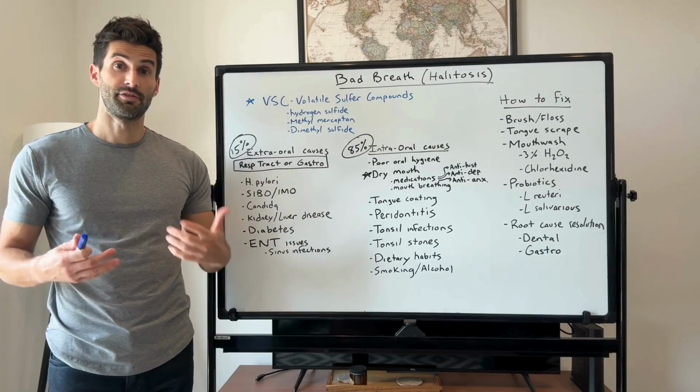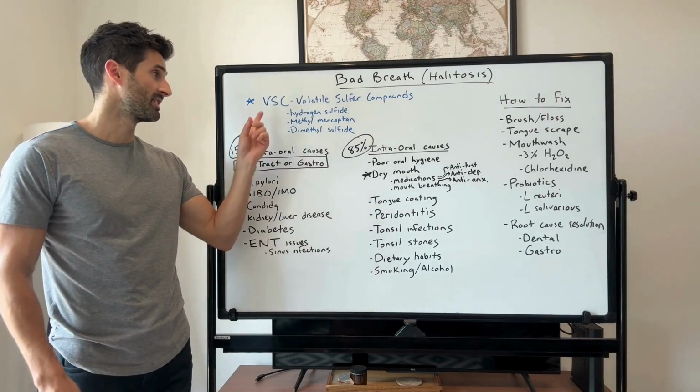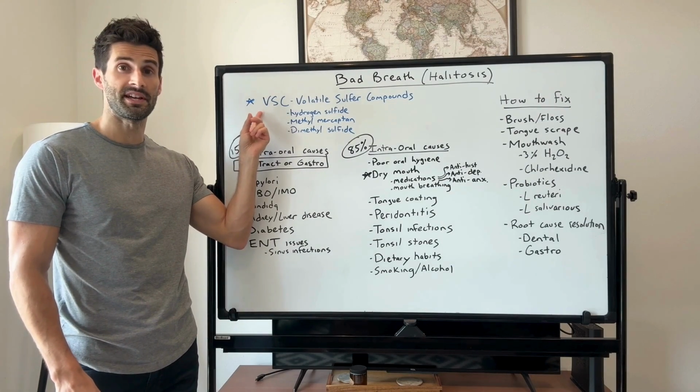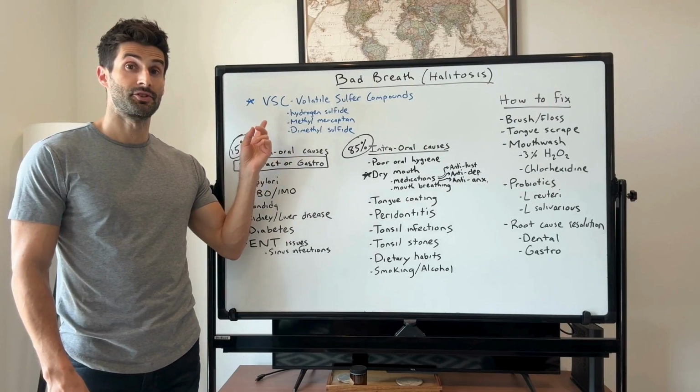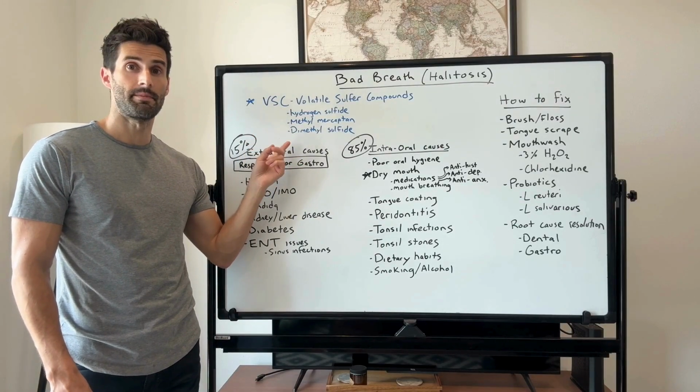All right, let's get started. If you have bad breath, chances are you're breathing out one of these things right here, these VSCs, or volatile sulfur compounds. These are all gases, and they're hydrogen sulfide, methyl mercaptan, and dimethyl sulfide.